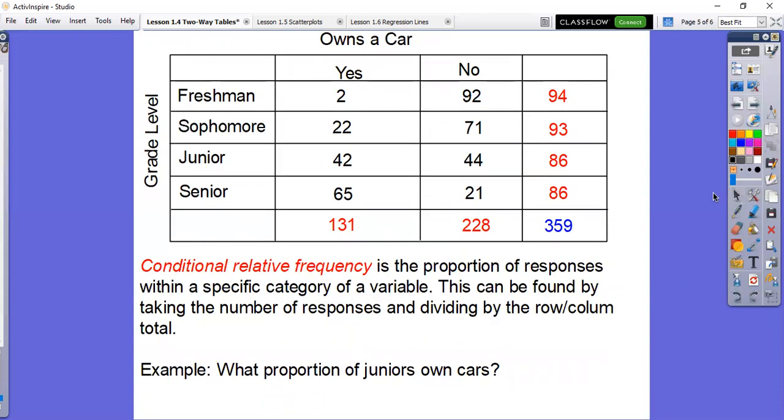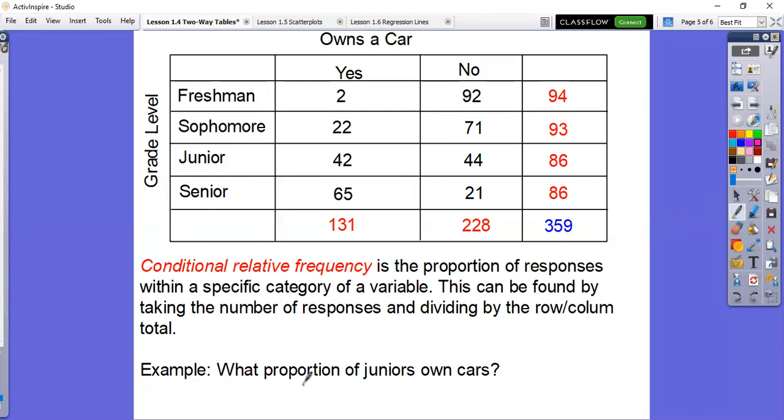So another type of thing that we're going to deal with is conditional frequency or conditional relative frequency. And this is where we find the proportion of a category within another category. So this sounds slightly confusing, but let's think about it like this. Here's an example. What proportion of juniors own cars? When I look at this question, it's not asking about everybody. It's asking specifically about juniors. So I'm going to look at the juniors, and I'm going to say, all right, there's 86 total juniors. So I want to know the proportion of juniors that own cars.